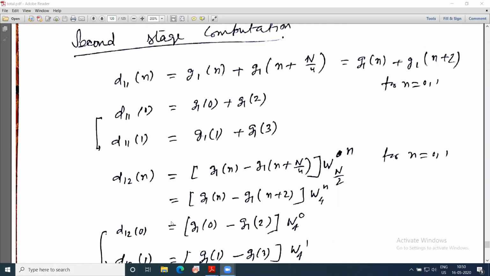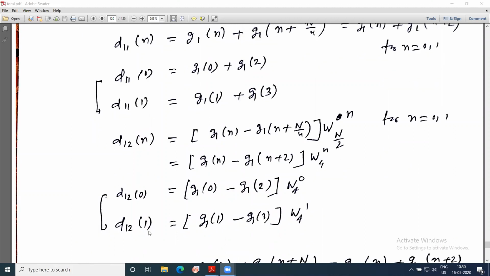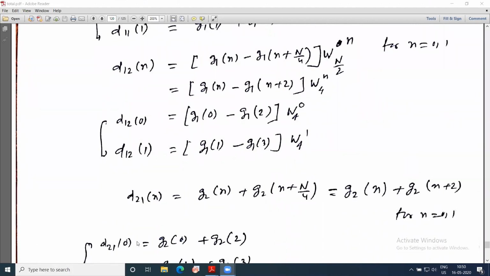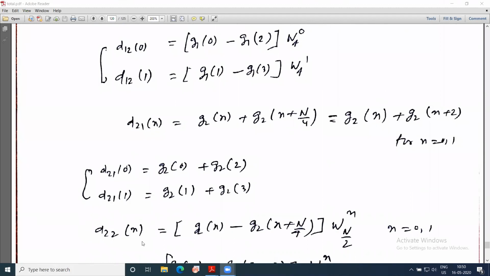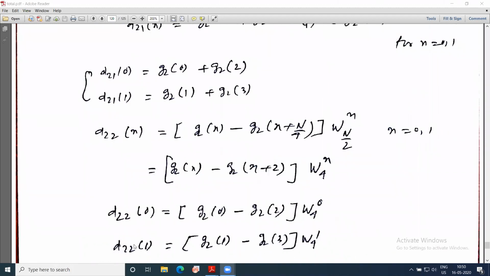The second stage outputs will be D1 of 0, D1 of 1, D2 of 0, D2 of 1, and so on. They are the function of G1, G2. If I compute G1 and G2 in the first stage, then in the second stage I can compute D1 and D2, all 8 values. So the first stage output will be G1 and G2. The second stage output will be D1 and D2. Okay, so the second stage will be there.